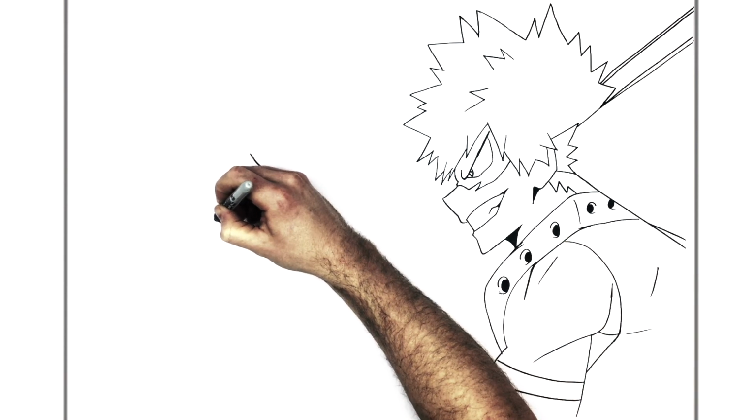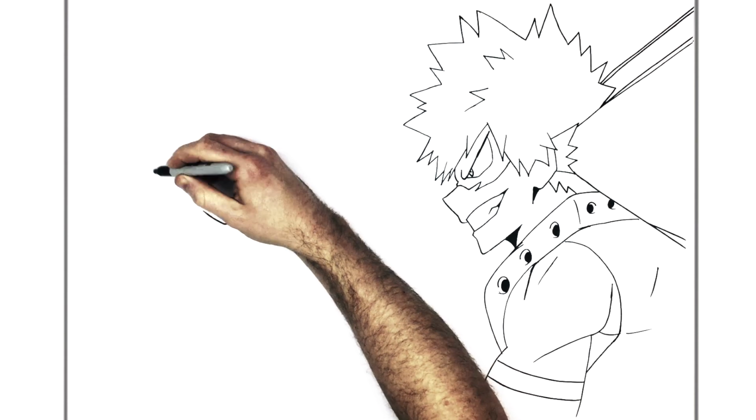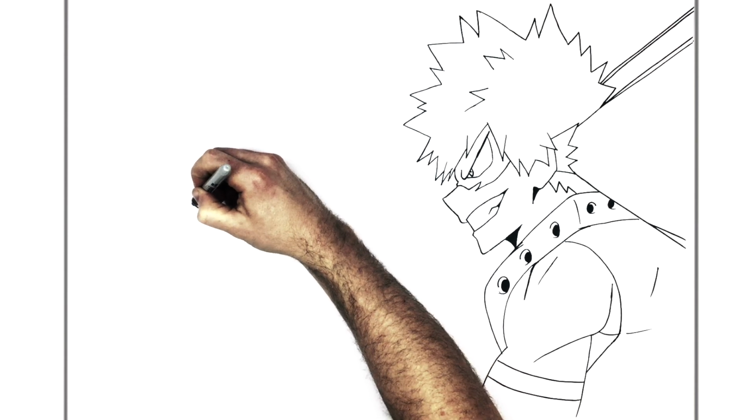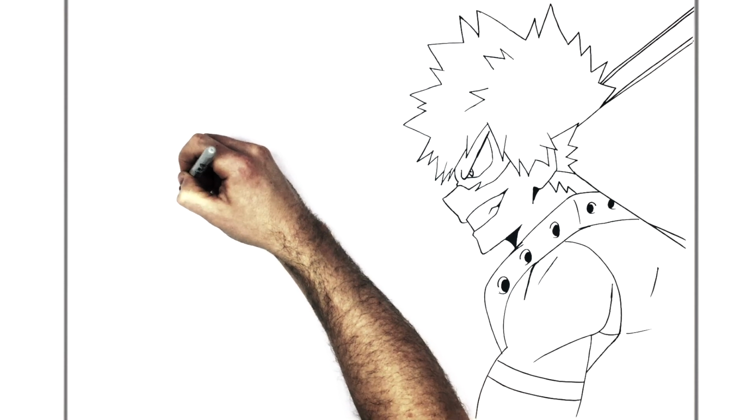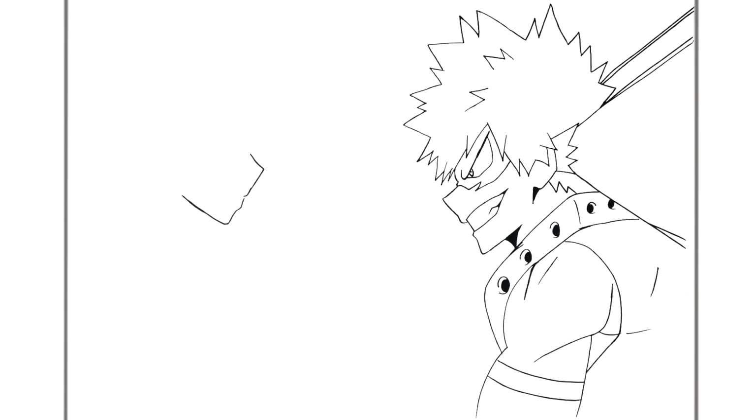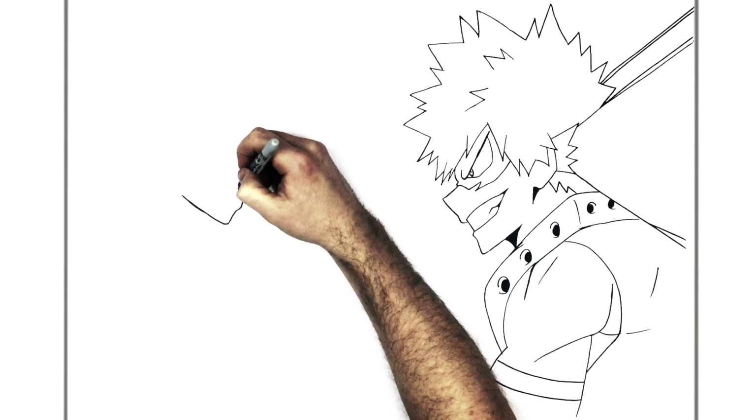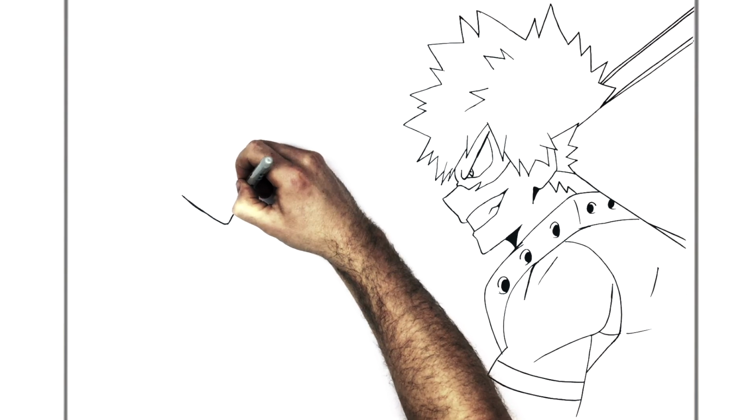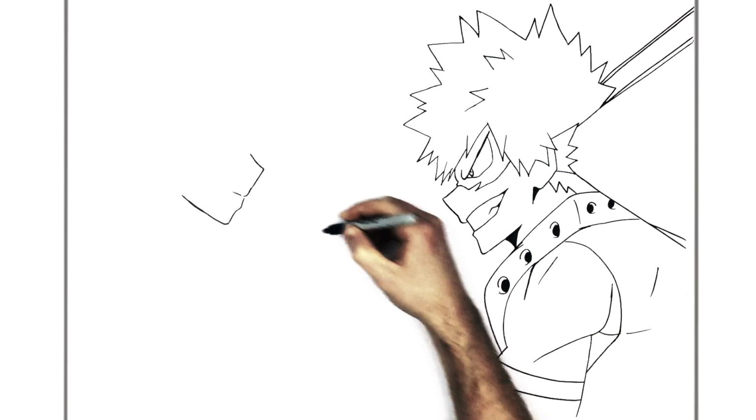So most of Todoroki's jaw is covered by his shoulder. So we'll probably erase some of this jaw. Not all of it, but we'll erase some of it. And then a line just for his mouth. So he's a real stoic sort of character. He's just got a closed kind of mouth.